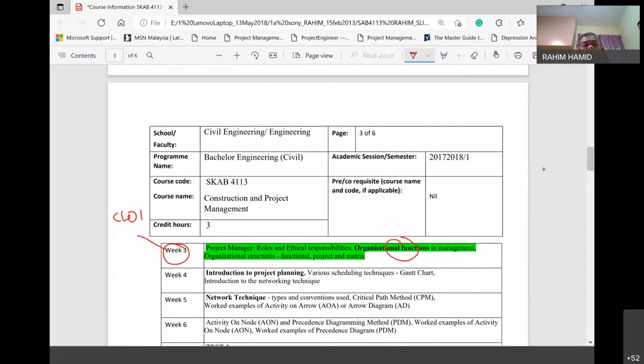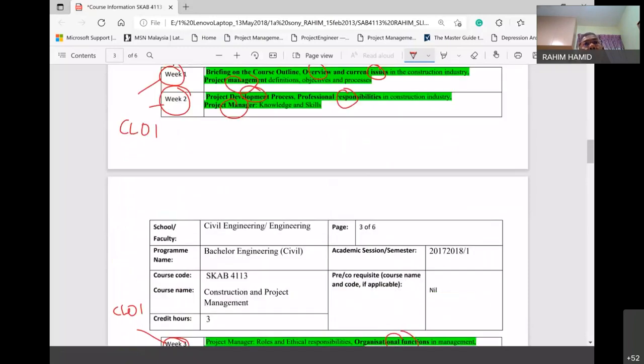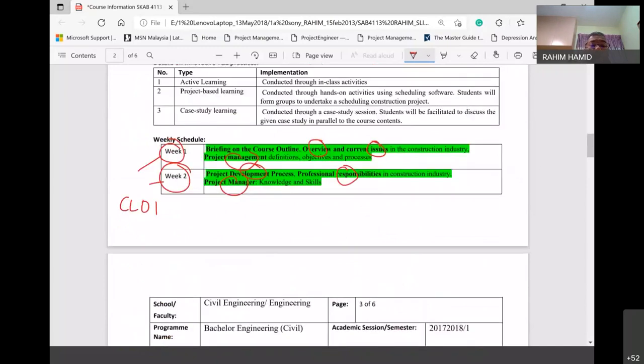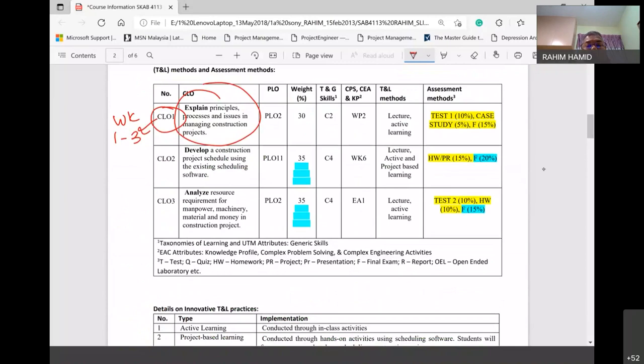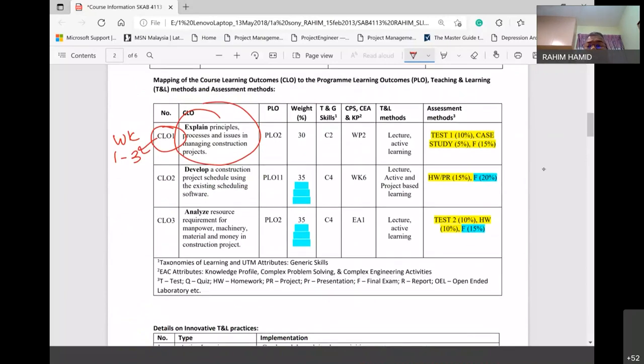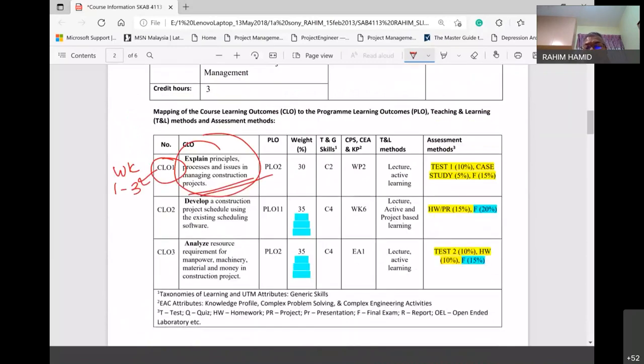If you learn those things, then when we do a so-called quiz or test, you should be able to explain the concepts. If you are able to explain the concepts, meaning to say we have achieved the KPI of this CLO. And how are we going to assess you for this CLO1? After you complete learning topics in week 1 until 3, we are going to release test number 1.